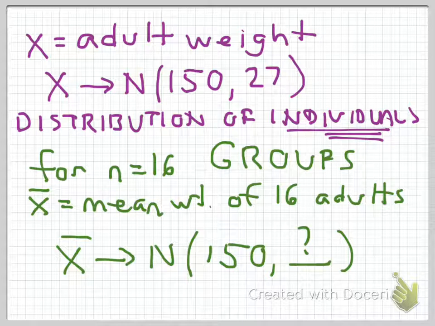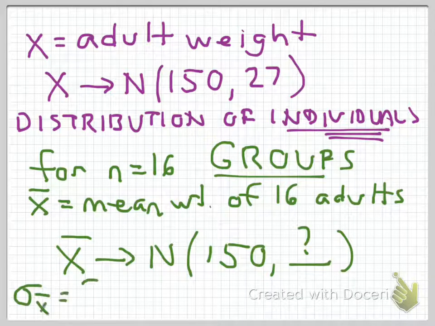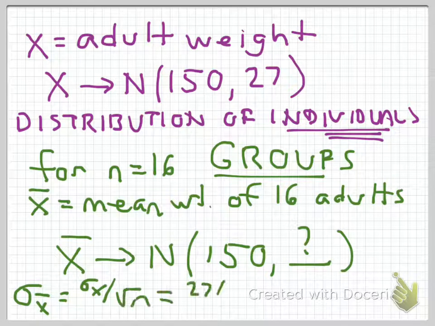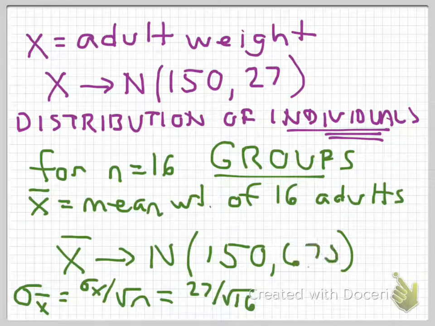But the thing that's goofy here is the standard deviation. The standard deviation will not be the same. When we have groups of anything, no matter what size, when we average them together, their variation will be much smaller than the population. And we have a formula for that in Chapter 8: the standard deviation of the sampling distribution is just the standard deviation of the population divided by the square root of n. So here we have 27 divided by root 16, and we find that the standard deviation of our sampling distribution is 6.75. So a lot of stuff going on here.